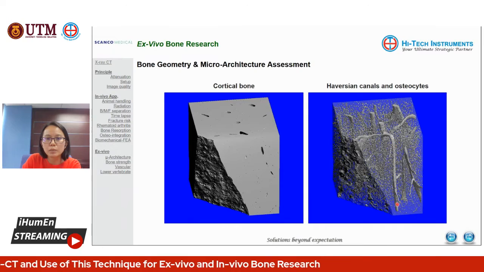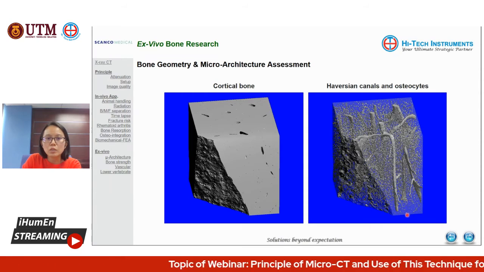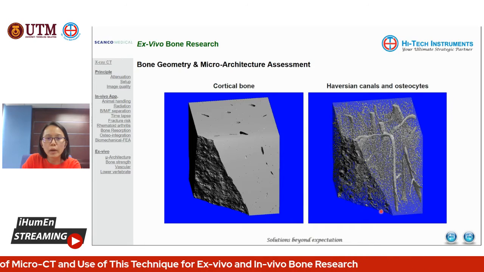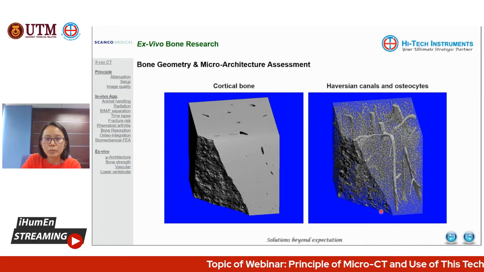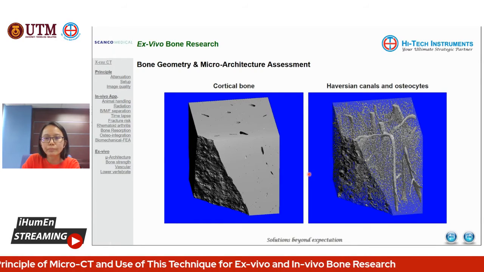For example, you can see the tube here is representing the Haversian canals, and the small dots all around the cortical bone here are the osteocytes. So these are some things that we can utilize with the high resolution and the software of the microCT to provide us more information, other than just the conventional data like the density, the TBTV, the total bone volume, and the porosity. This is something that we can play around with to reveal more information.